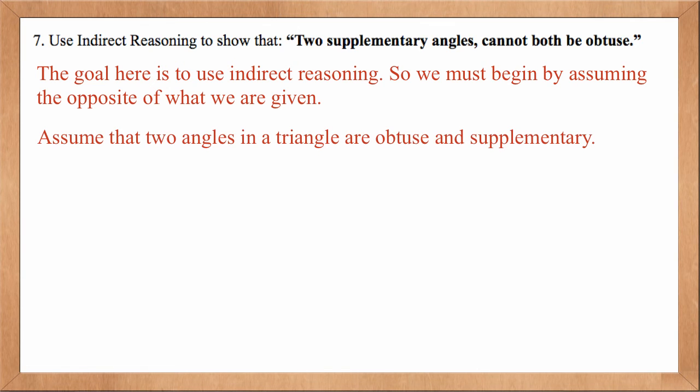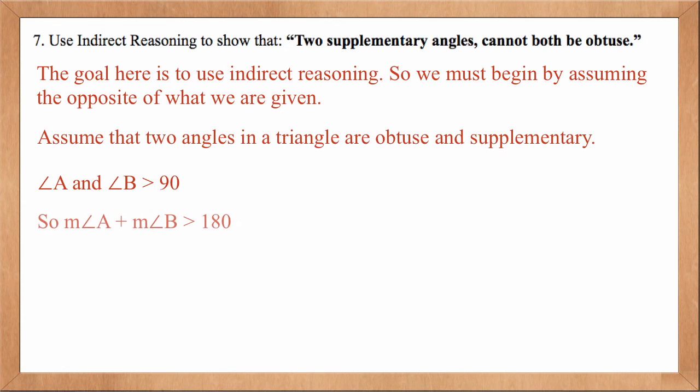So we assume that two angles, we could have these in a triangle if we wanted, are obtuse and supplementary. So that means that angle A and angle B are greater than 90. Now, if you gave me an example, if you said that A was 100 and B was 91, that's perfectly fine to a degree, because that just shows me that it's true for that case. But you have to show me that it's true for all cases, and there are just too many possibilities for angles A and B.